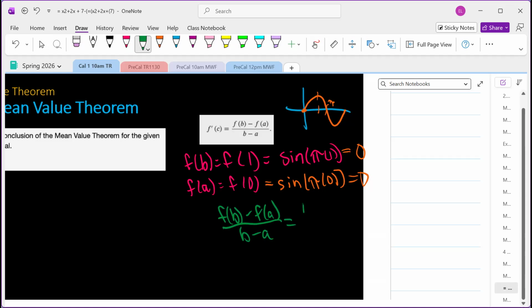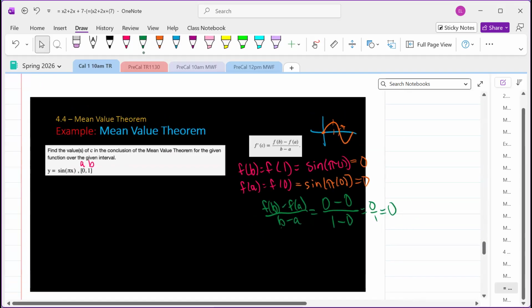So f of b is 0 minus f of a is 0, divided by b, which was 1, minus 0. So we're looking for between the values 0 and 1, where is a value that has a tangent slope, a derivative, equal to 0? Since my two endpoints have the same y value, the secant line between those 2 points is a flat line. So somewhere in between these 2 points is another point that has a flat line derivative.